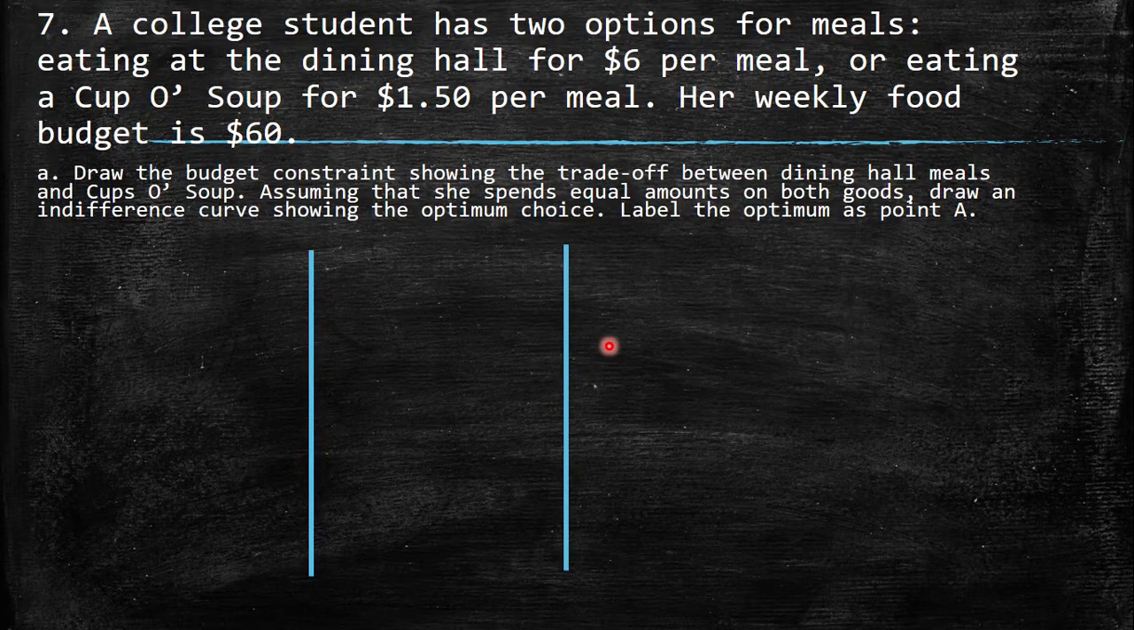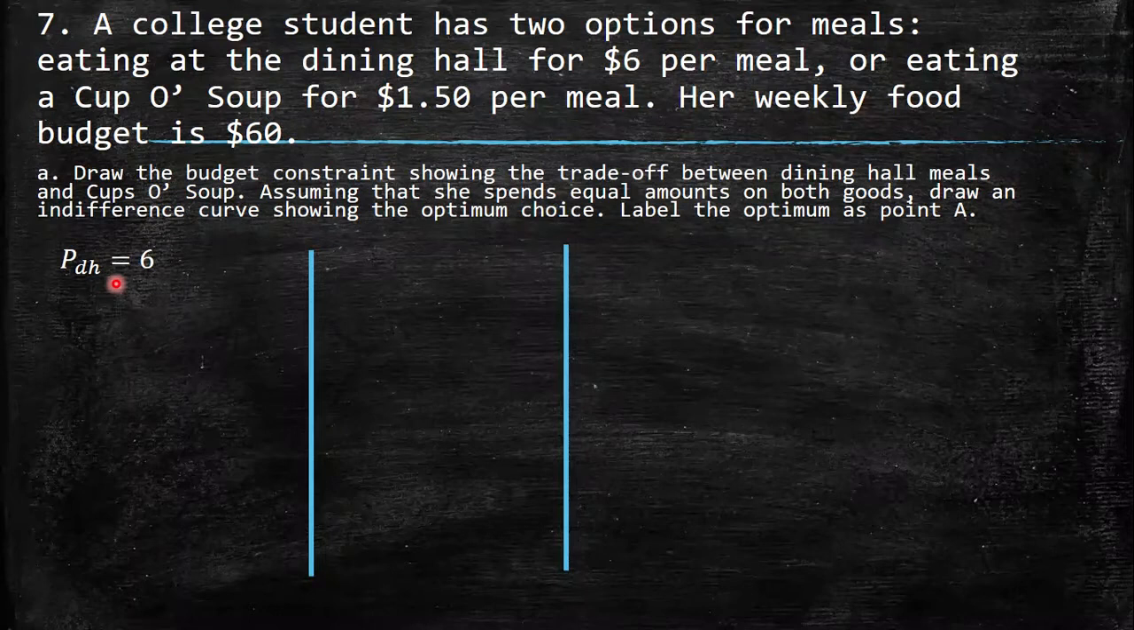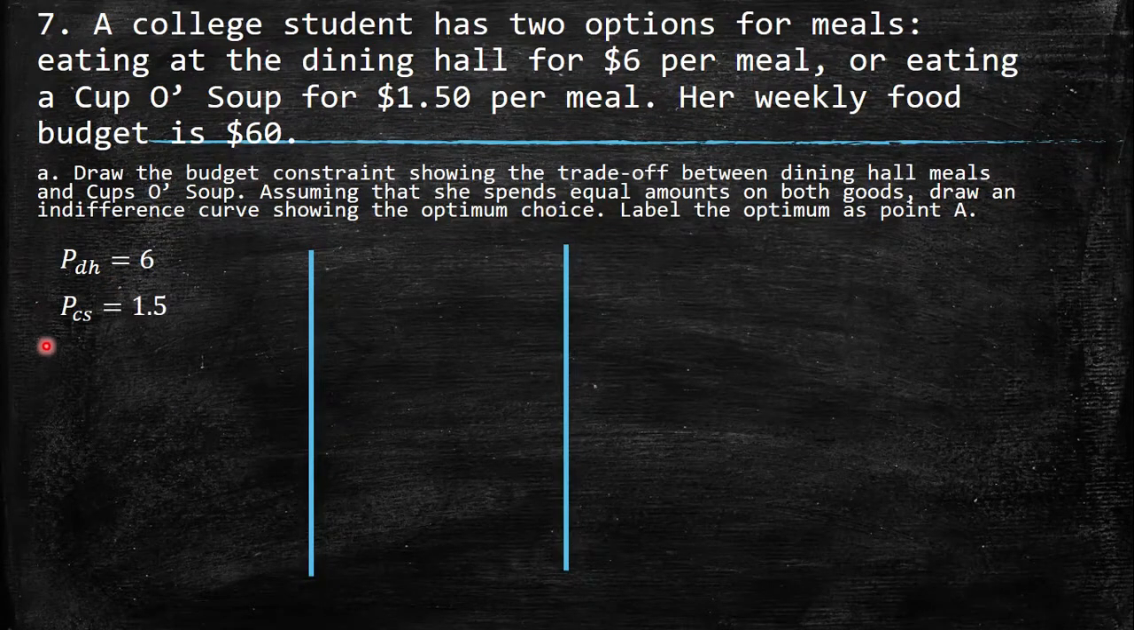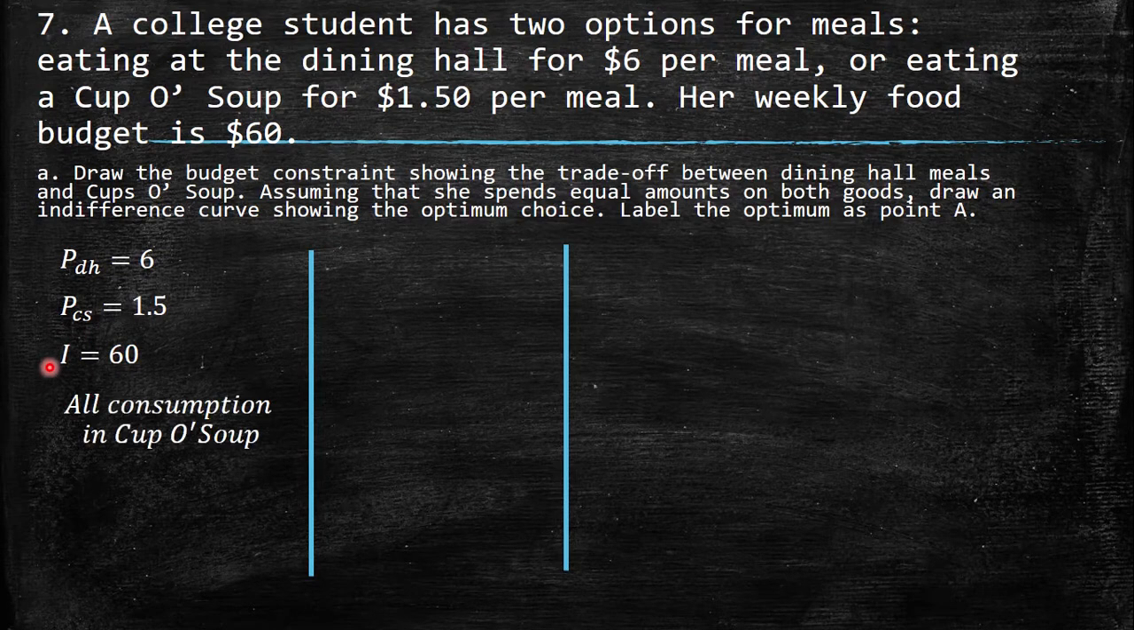So the first suggestion is that we need to summarize all the information that the exercise provides us. First, we have the price of the dining hall, which is equal to $6 per meal. Then we have the price of a cup of soup, from here just soup, $1.5. And here the income, which should be the budget of $60.